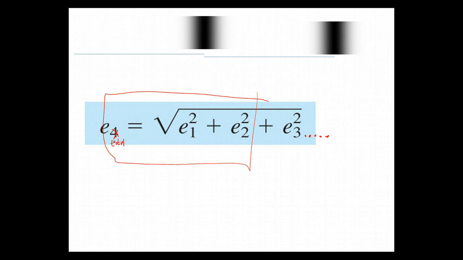Just to help myself realize that this number is going to be different than these because it's the accumulation of all of those errors. It's just a helpful way to keep track of what we're actually working on. Now what we'll do is we'll take the errors and we'll square each of them. We'll add them together and then we take the square root.